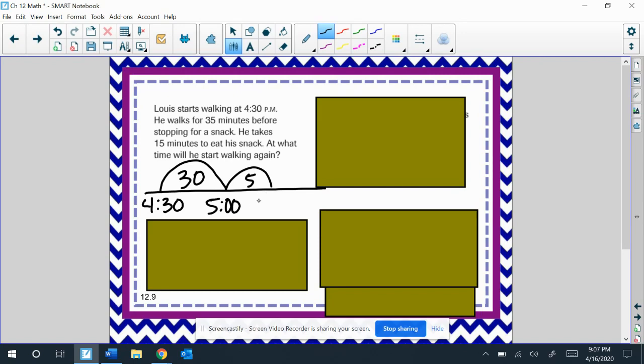That gives me 5:05, and I did that one. But he also takes a 15-minute break to eat a snack. I need to do that as well. So jump 10. Don't need to touch my hour. Minutes, 10 plus 5, because I'm going forward, tells me this is 15.